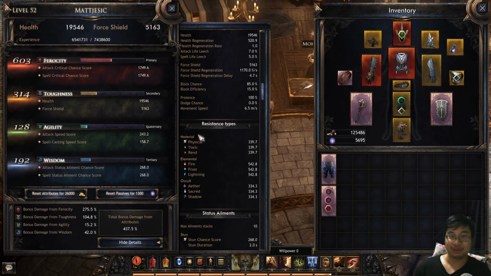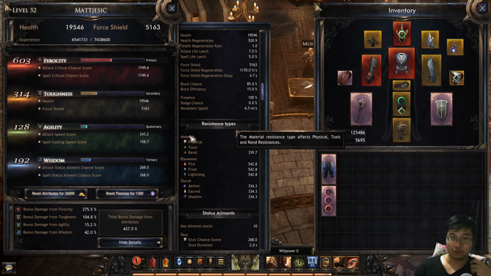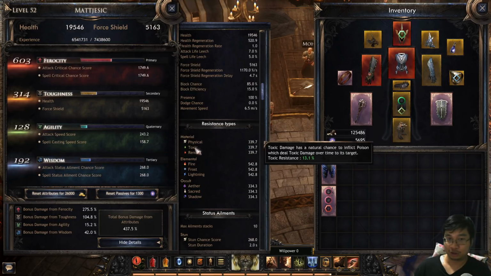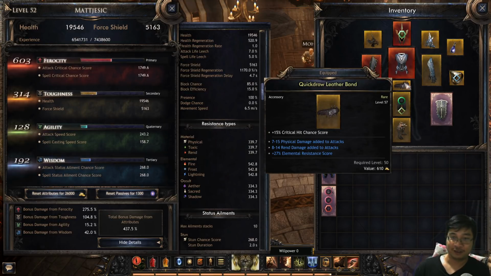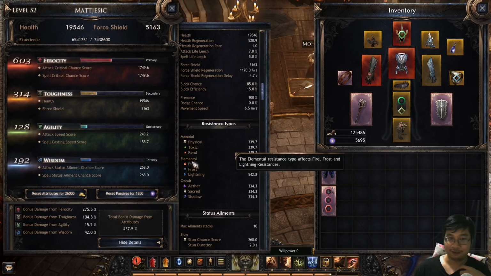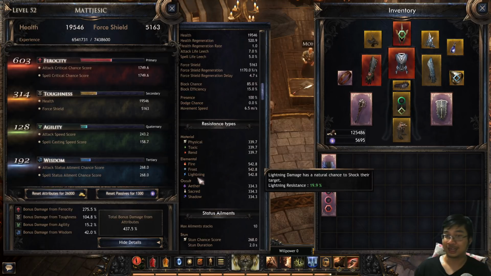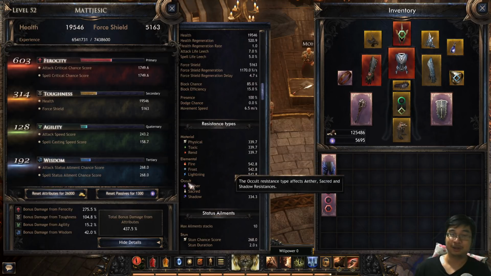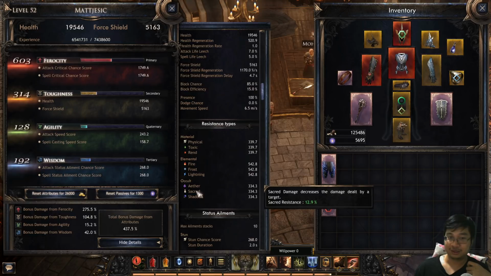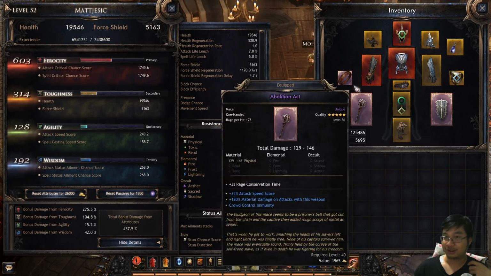There are three types of damage because there are three types of resistance. The first one is material, which has effects of physical, toxic and rend. If you have items that add towards rend or physical damage, having high material damage will amplify those. Followed by that, if you have high elemental damage and things that give you percentage elemental damage, this boosts fire, frost and lightning. Occult damage goes with ether, secret and also shadow. So different things boost different factors.